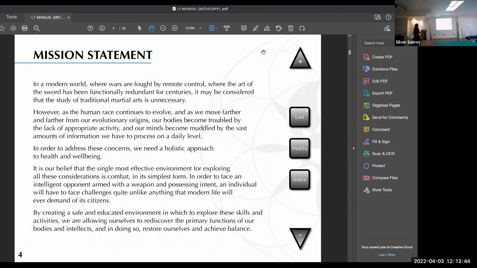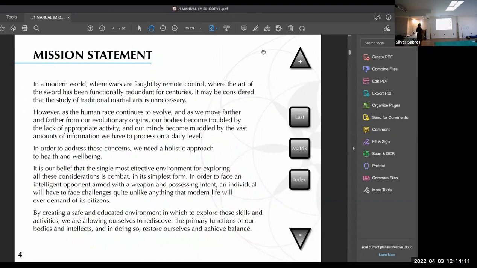It is our belief that the single most effective environment for exploring all of these considerations is combat in its simplest form. Note, I did not say sports, I said combat. In order to face an intelligent opponent armed with a weapon and possessing intent, an individual will have to face challenges quite unlike anything that modern life will ever demand of its citizens.